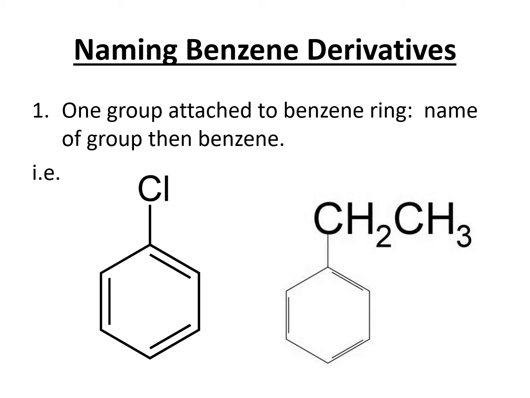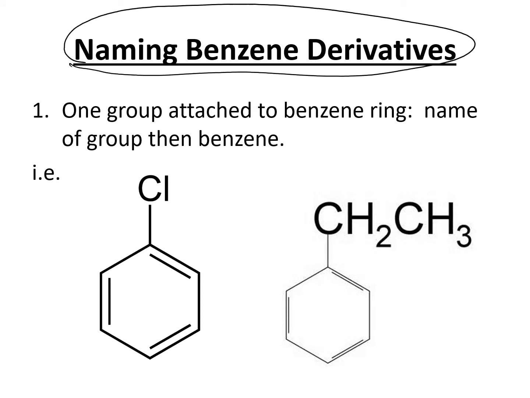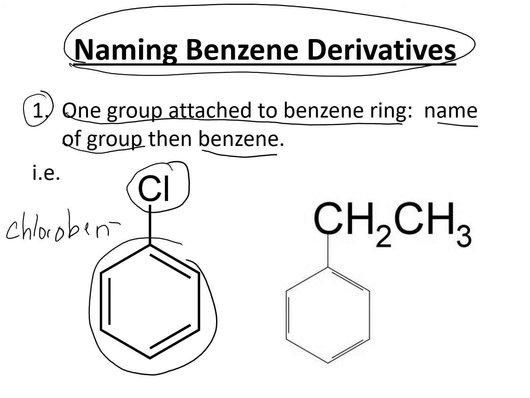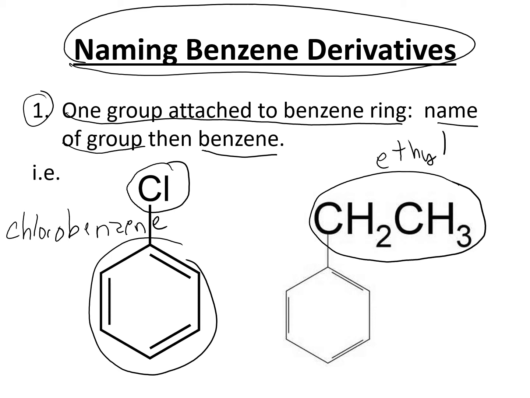We are going to learn how to name benzene derivatives. Our first rule is if you have just one group attached to a benzene ring, you're going to name the group that's attached and then add the word benzene. So for our first example here, we have Cl as our group that's attached, so that would be called a chloro. And then it's attached to our benzene ring, so the name of this compound would be chlorobenzene. The next compound we have a CH2CH3, that is called an ethyl. It's attached to a benzene, so the name of this compound would be ethylbenzene.